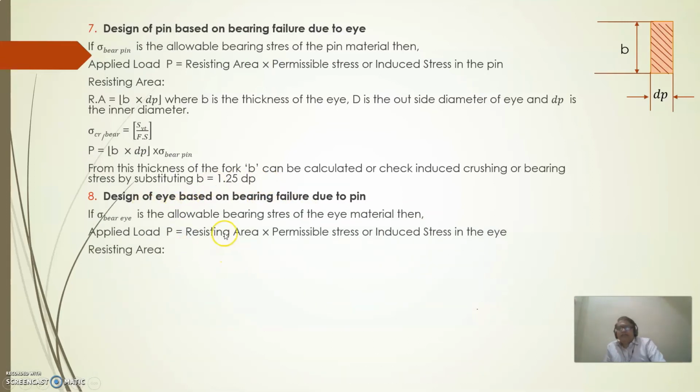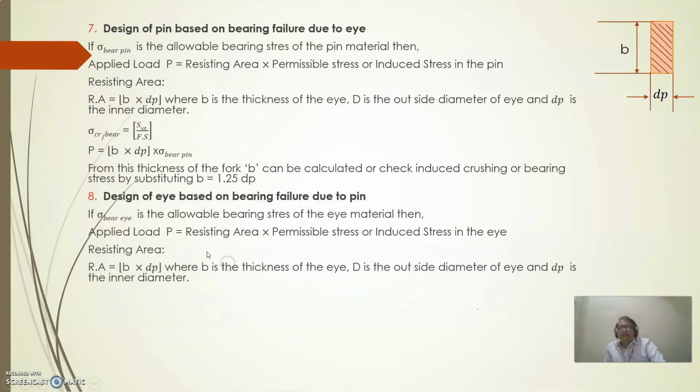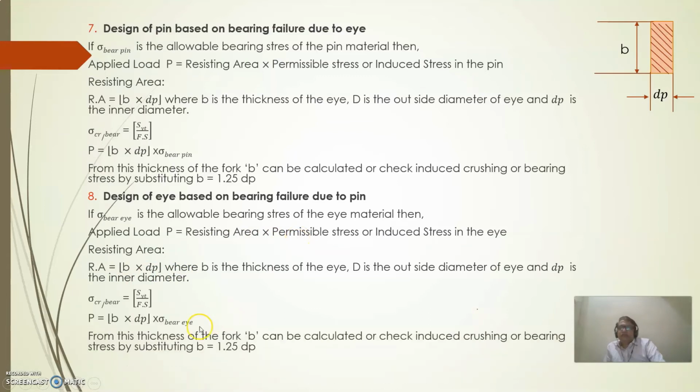So that's why this factor I have to take. That is the bearing of the eye if you take it, and the equation you are going to get is the same. That is, the resisting area is B into dP in both cases, and this B into dP is the resisting area into the permissible stress, that is, the bearing stress.